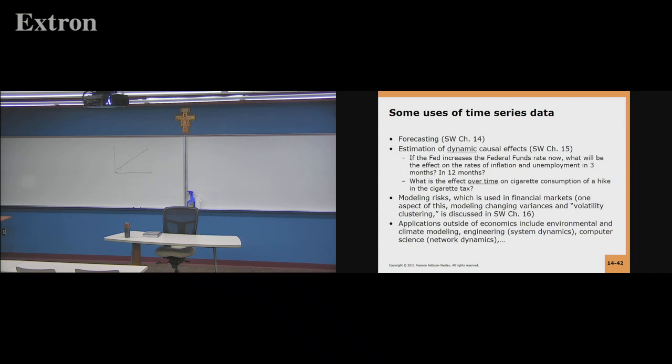You can model risk in financial markets. And there's a lot of applications outside. So environmental and climate modeling, that's obviously huge, where they try to look at the past temperature of the Earth, different characteristics of the Earth over that time, and use that to estimate what the temperature is going to be in the future. Engineers use it, computer science. There's a lot of other applications for it.